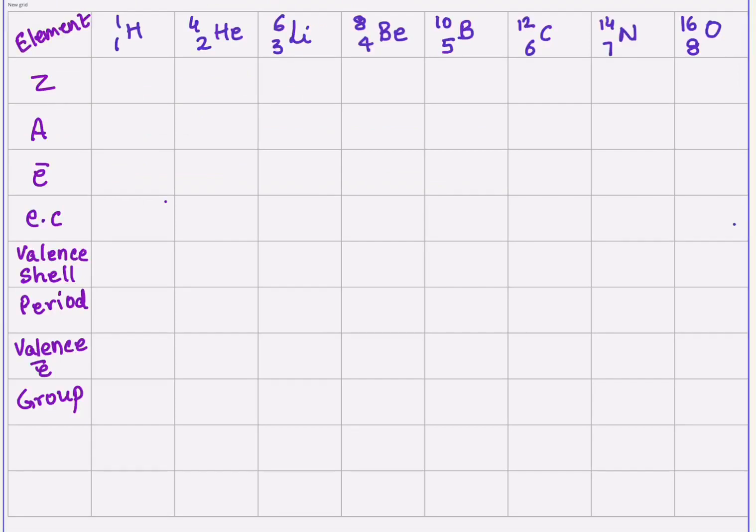So now that you are ready with your chart paper, let's list down the atomic number, mass number, number of electrons, electronic configuration, valence shell, which will give you the period, and valence electrons, which will give you the group number. So let's start with the first one.